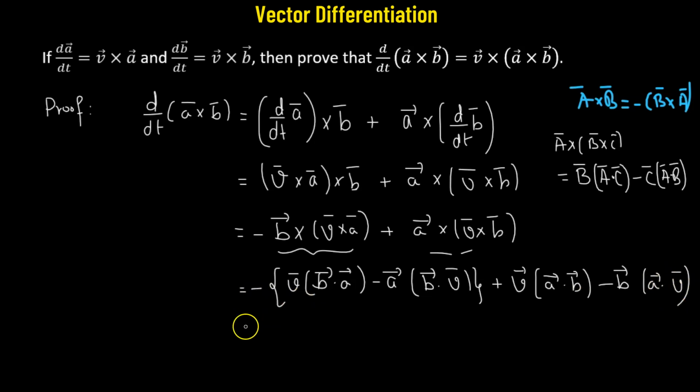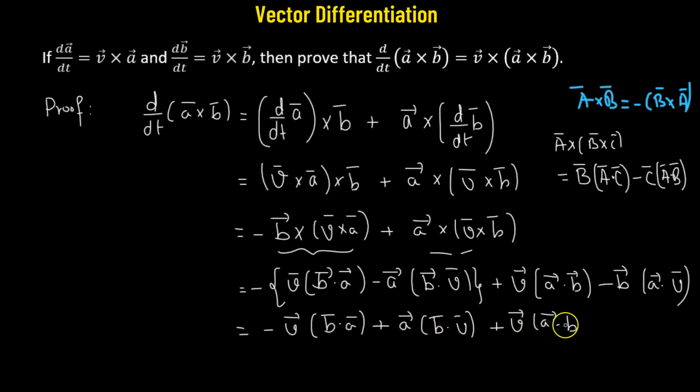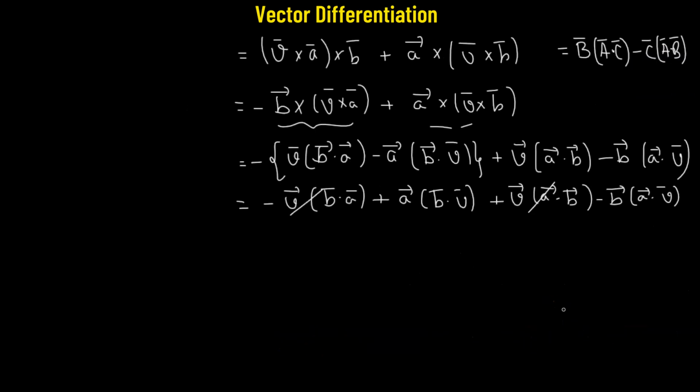So we'll distribute this negative 1 with each of the two terms within the parentheses. So we have negative v vector multiplied by B dot A, plus A vector multiplied by B vector dot v vector, plus v vector multiplied by A dotted with B, minus B vector multiplied by A dotted with vector v. So here we will see that the first term and the third term cancel out. They are exactly the same.